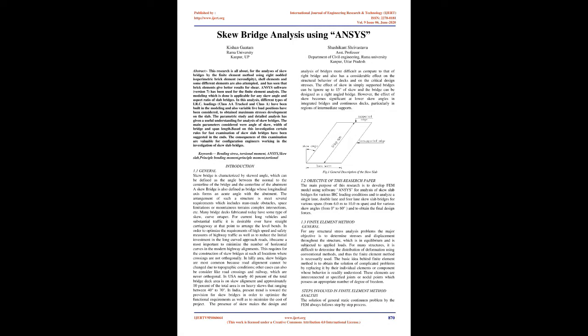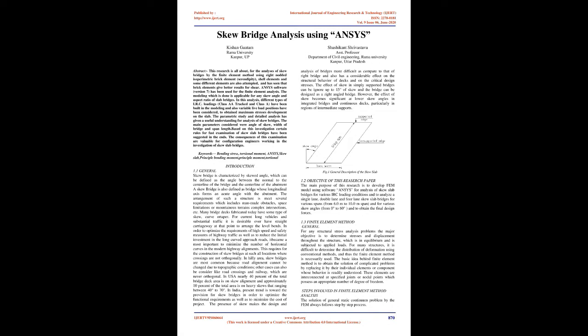For current long vehicles and substantial traffic, it is desirable to have a straight carriageway rather than level bends. In order to optimize the requirements of high speed and safety measures of highway traffic, as well as to reduce the initial investment in long curved approach roads, it became most important to minimize the number of horizontal curves in modern highway alignments. This requires the construction of skew bridges at all such locations where crossings are not orthogonal.